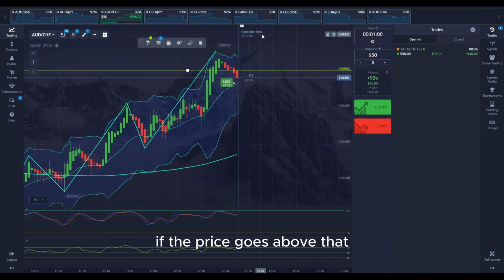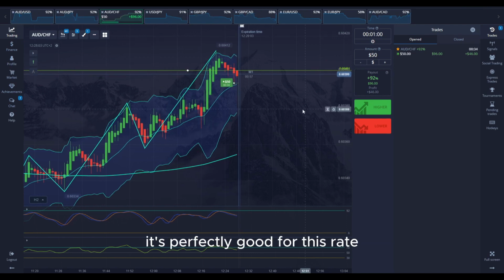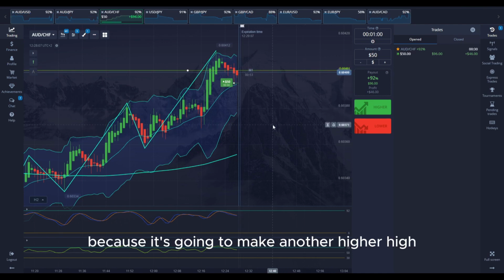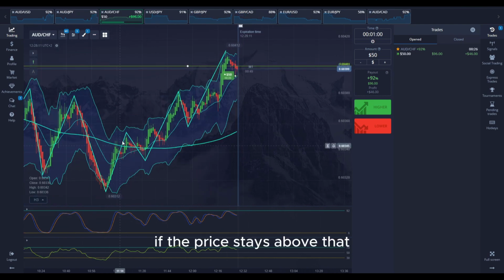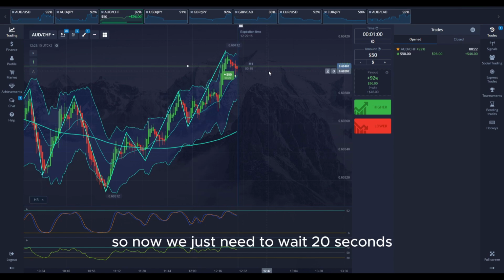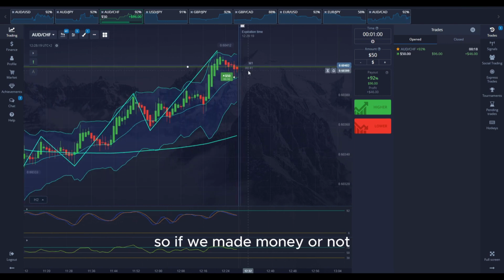If the price goes above that, it's perfectly good for this trade, because it's going to make another higher high if the price stays above that. So now we just need to wait 20 seconds and we will see the results, so if we made money or not.